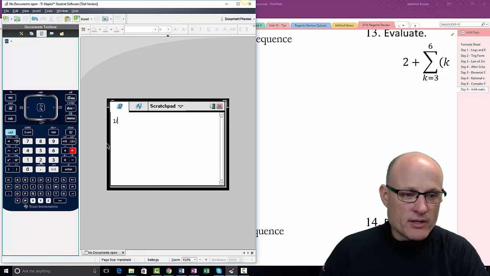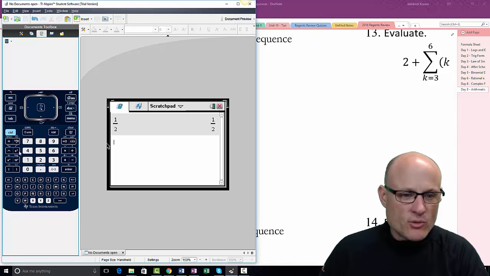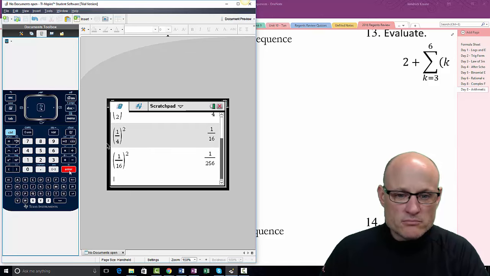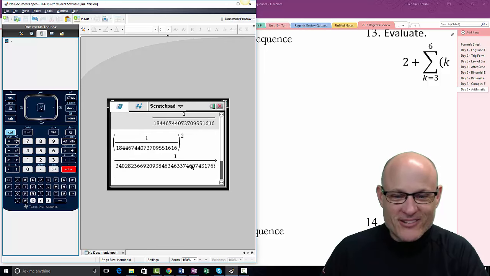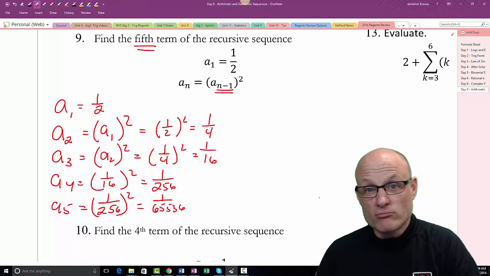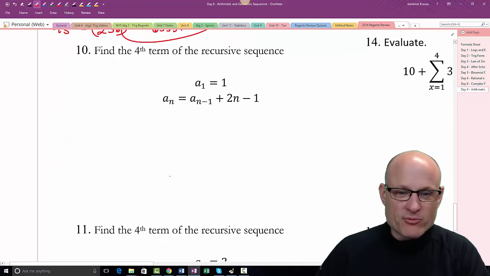Now let's see if I can do this using recursion on my calculator. I'm going to take 1 divided by 2, and I'm just going to hit enter. Then I'm going to say, okay, square it. And square it, and square it, and square it, and square it. Holy mackerel, look at the size of that number. That thing's ginormous. That's my salary from last year, just out of curiosity. Yeah, that's what I made. So there's the answer.